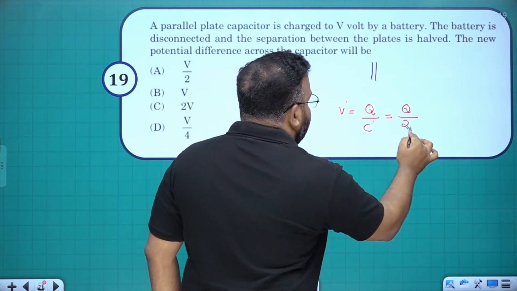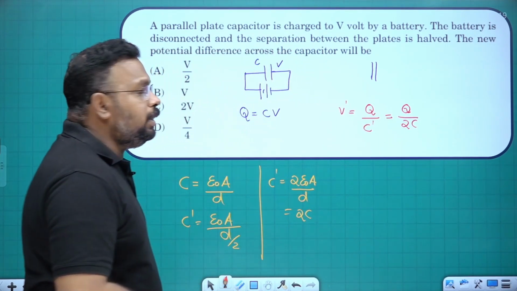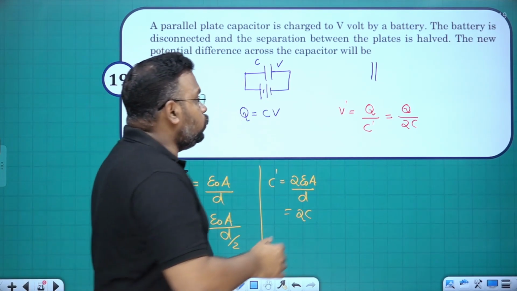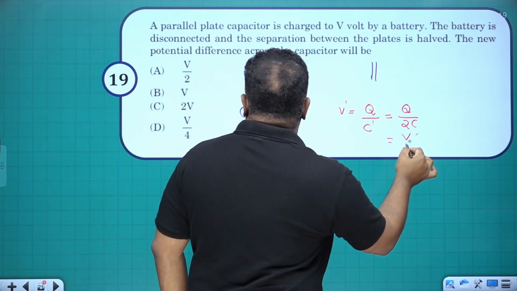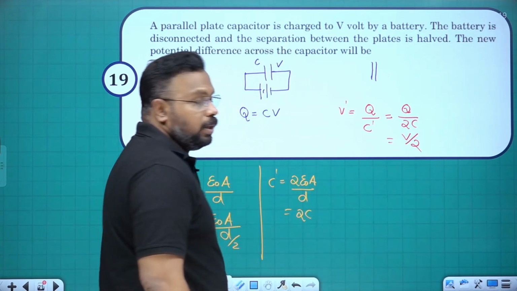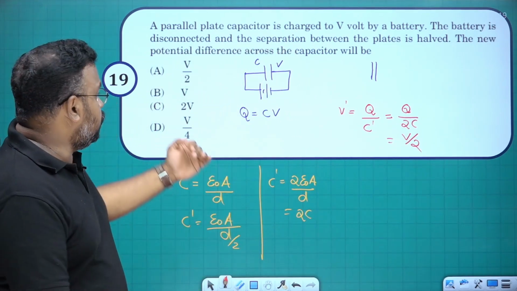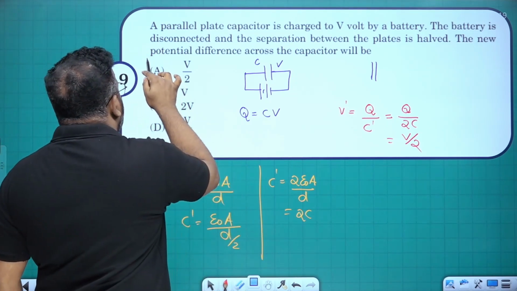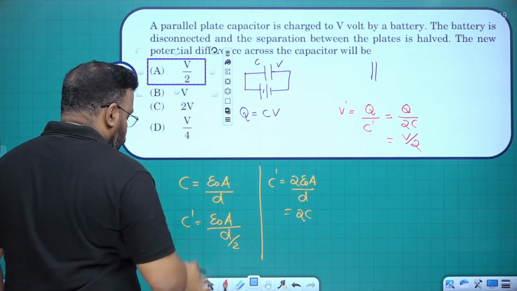This is equal to Q by 2C. What is Q by C? Q by C is equal to V. So we get V by 2. Got it. So the new potential is V by 2. It will also be halved. When the distance is halved, you can see potential will also be halved.